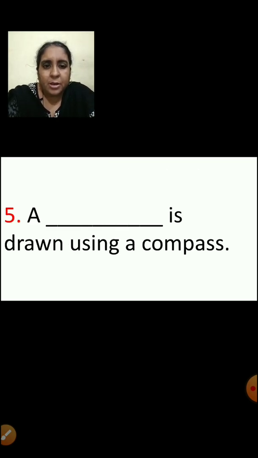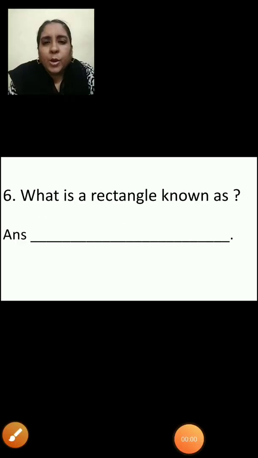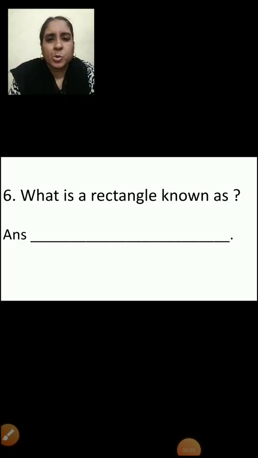Now, fifth number. A dash is drawn using a compass. You know what is a compass, right? What will you draw using a compass? Yes, a circle. What is drawn using a compass? Circle. What is the spelling of circle? C-I-R-C-L-E. You should learn the spellings, okay? Okay, children. Let's see the next question.